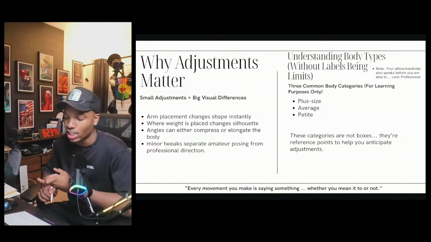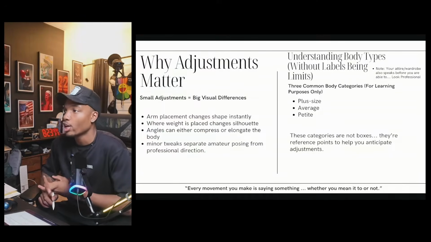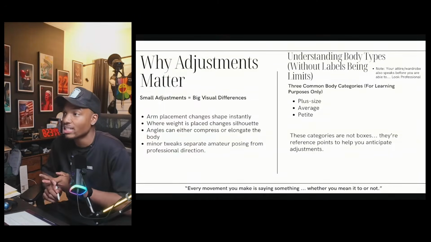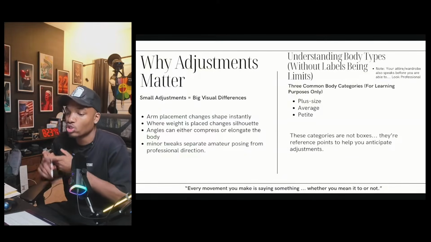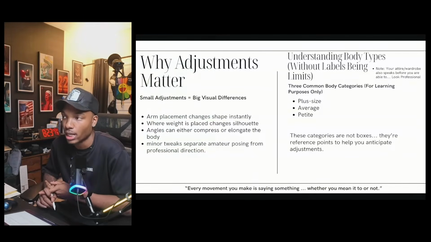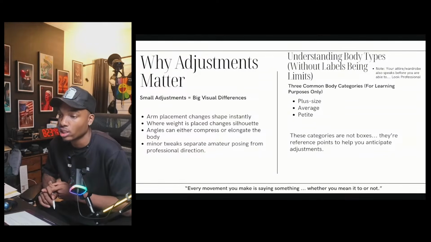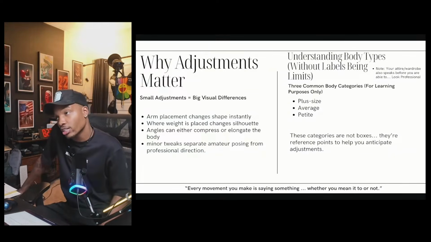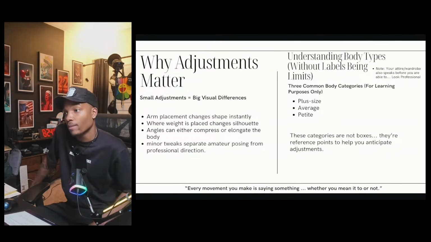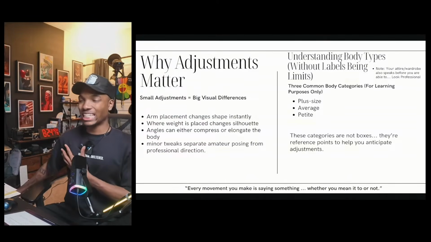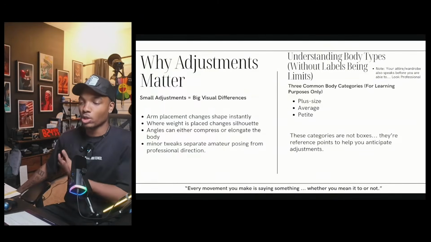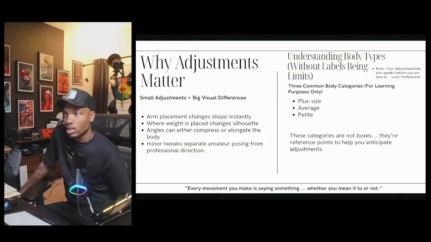Arm placement can change shape instantly. Where the weight is placed can change the silhouette. What does the silhouette mean? The visual shape of your client, of your subject. It can change the entirety of the silhouette. Just as I told you, if my client sinks into their arm, I'm going to show you some images, but when they push away from it, they look a lot lighter. They're pushing away, and it looks more pleasing, more appealing, versus them being sunk into that shoulder.